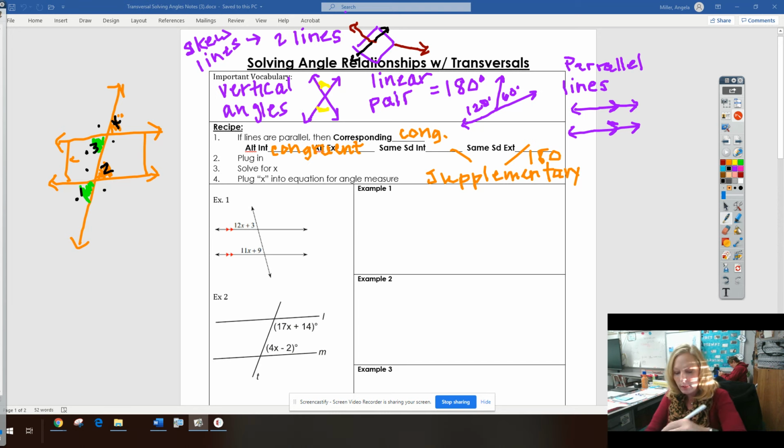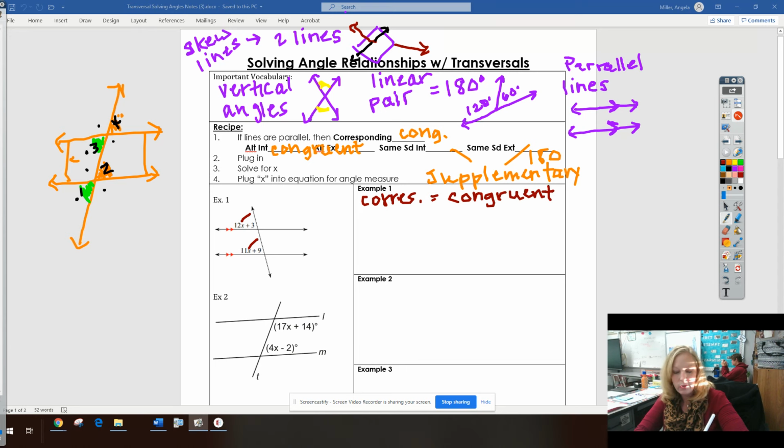All right, let's do some quick examples. All right, the first one we have, example 1, those are corresponding. So I have on top of the line, on top of the line. So if they're corresponding, that means they're congruent.